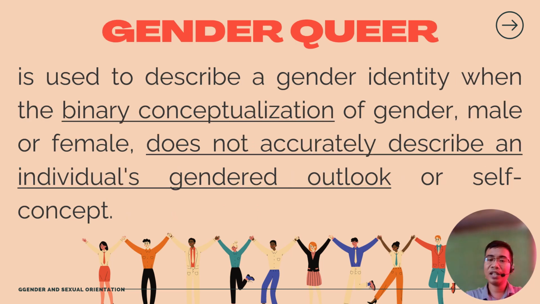Next, we have genderqueer. It is used to describe a gender identity when the binary conceptualization of gender, male and female, does not accurately describe an individual's gendered outlook or self-concept. So it is not purely male, and not purely female. Okay, so that is genderqueer.